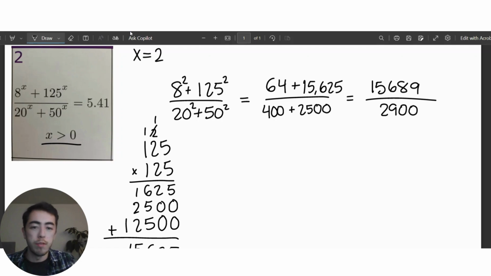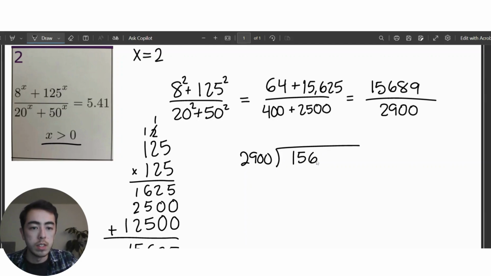To go between a fraction and a decimal, I like to use long division. So I'll put my divisor on the outside and my dividend on the inside.